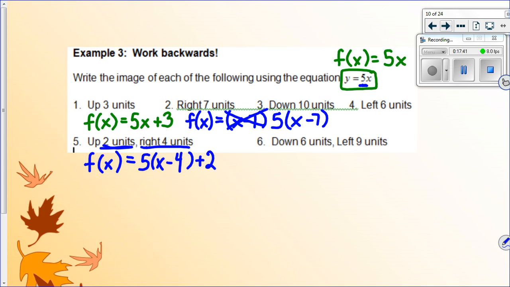Okay, one more, number 6. So again, f of x, I'm going to start with. My slope is 5. I want to deal with my horizontal translation first. Left 9. So x plus or minus. Remember, this is inside of the parentheses. I would think originally it was minus. I have to hold on to the opposite of that. So plus 9. And then down 6 is what we think, minus 6.